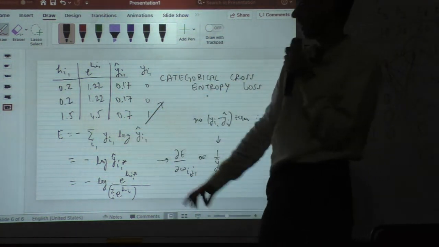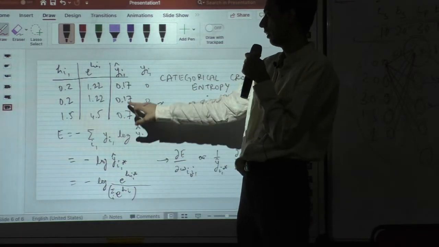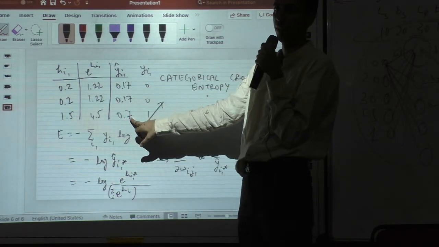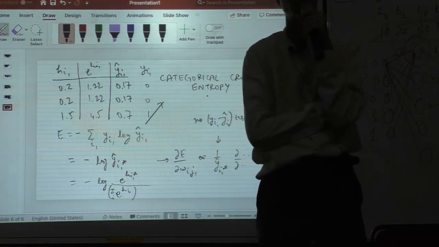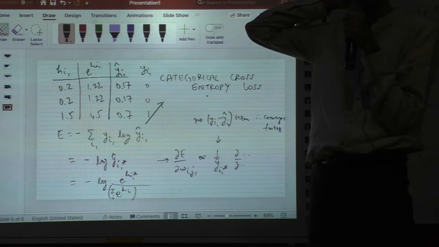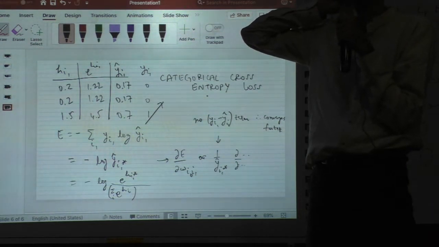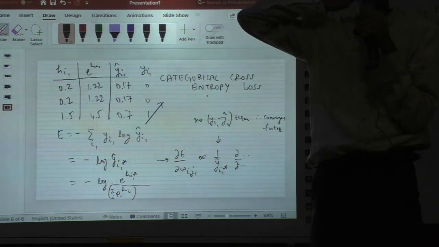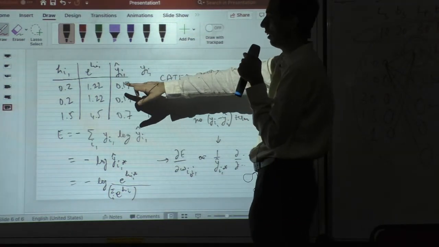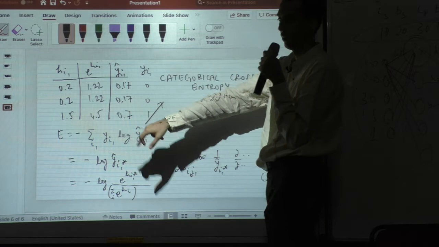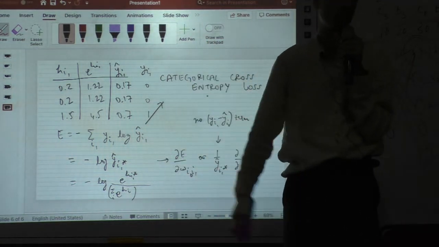Let us consider the case when your y_i hat is exactly 1. These are exactly 0, this is exactly 1. What will be your loss then? What will be your loss when you actually learn perfectly? y_i hat is 0, 0, 1.